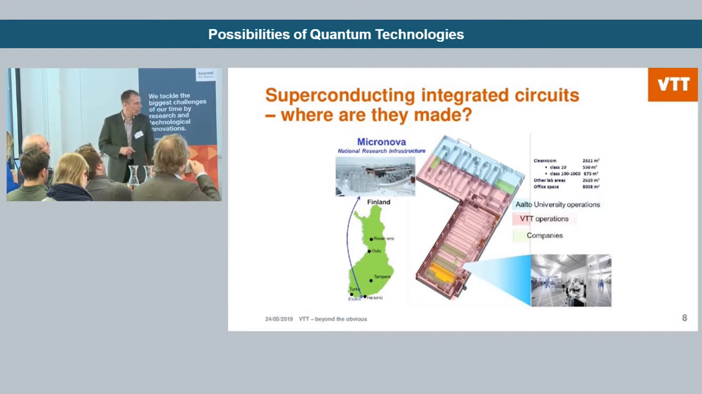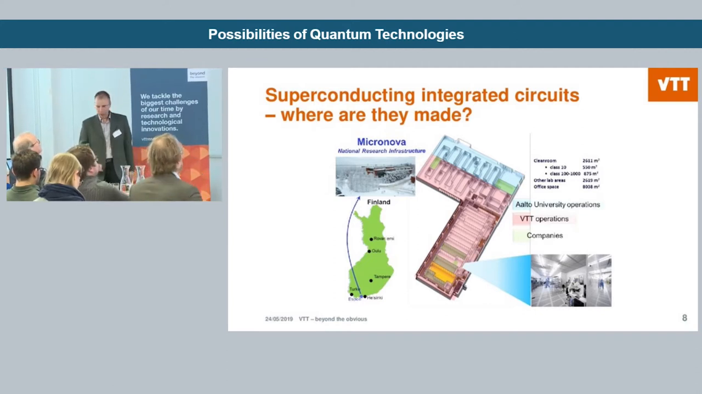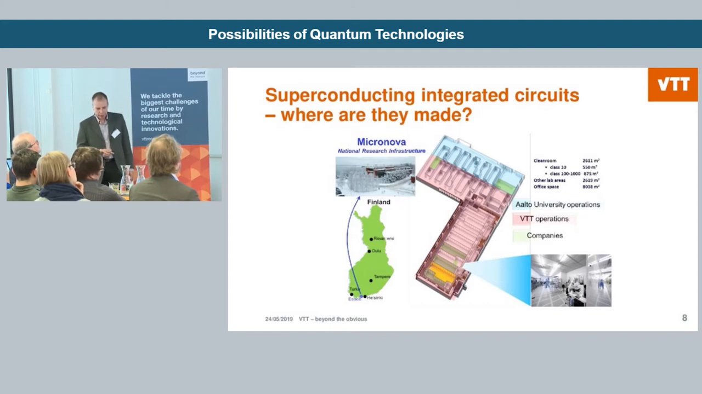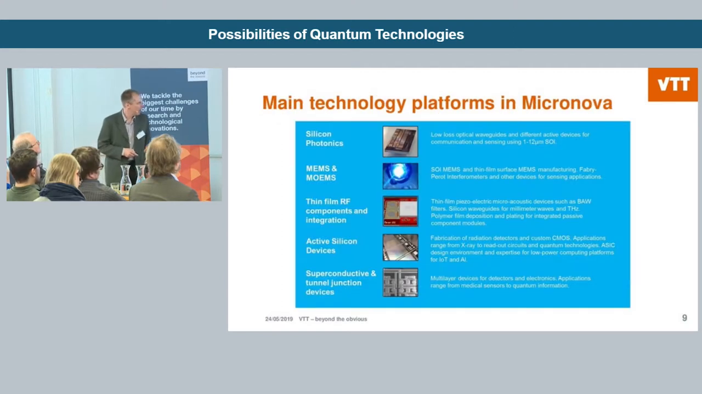Okay, so where do we get these superconducting ICs from? The answer is, of course, from here, or from the other end of the building, which has the largest clean room in Northern Europe. It's a shared facility between Aalto and VTT. You see some map there and some photographs of what's happening in there. And we have these different fabrication lines, fabrication platforms. Obviously, the most relevant one here is superconducting tunnel junction devices.